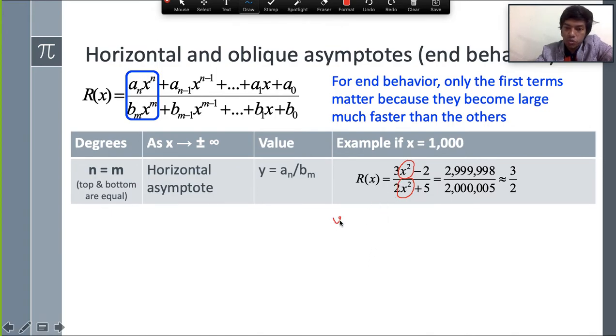So horizontal asymptote will be y equals 3 divided by 2. That's it. If the power is the same, you do not have to look at other things, other numbers.